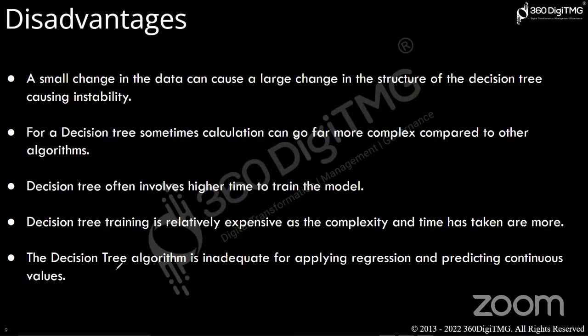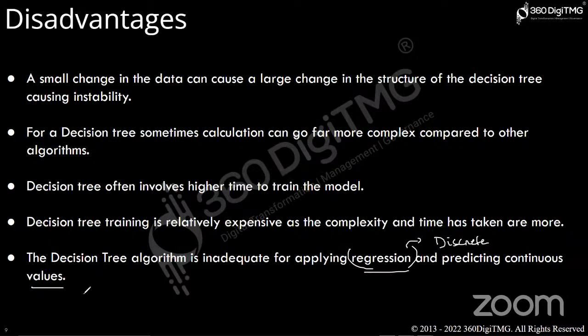The decision tree algorithm is also inadequate for applying regression and predicting continuous values. I told you it can be used, but it doesn't give us good results when it comes to regression. Generally we require discrete values for input as well as output, but it can also be used for regression.